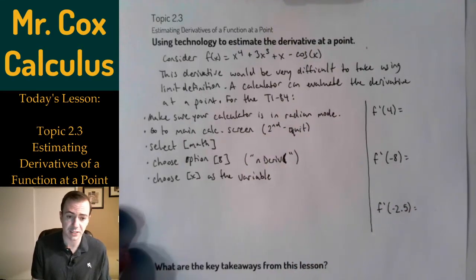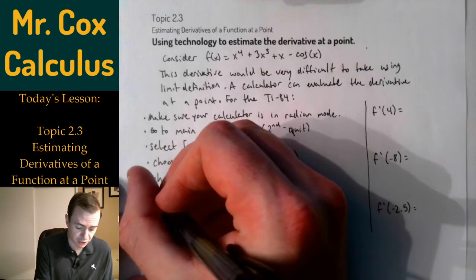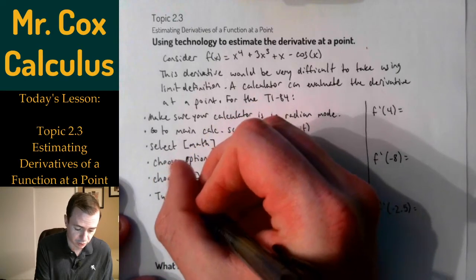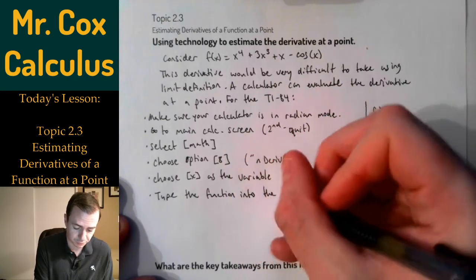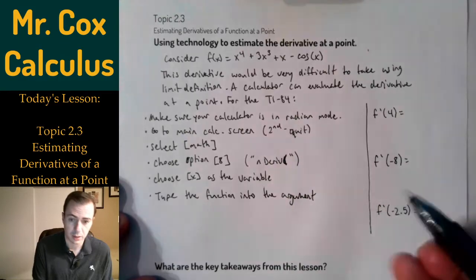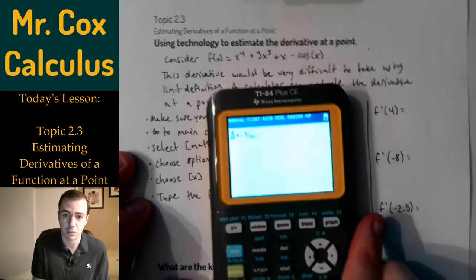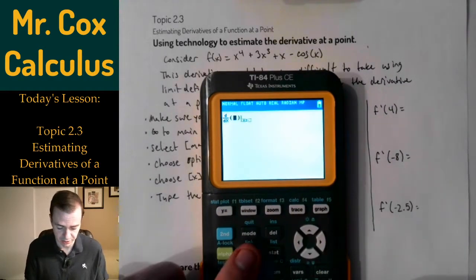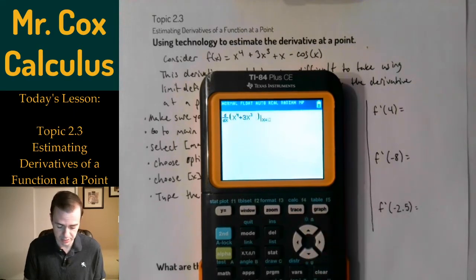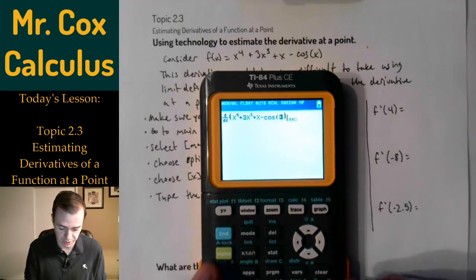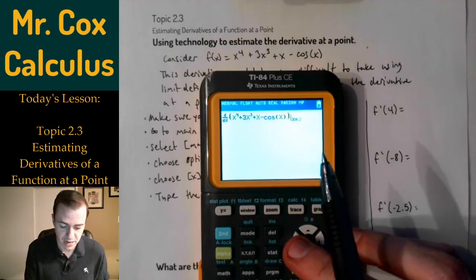So after you choose x as the variable, the next thing that you can do is type into the parentheses, or the argument, and that's where the function's going to go. So then you can type the function into the argument. The function is going to be this guy right here, x to the 4th plus 3x cubed plus x minus the cosine of x. So I'll type that in. And it's that cosine of x where we really have to make sure we're in radian mode right here.